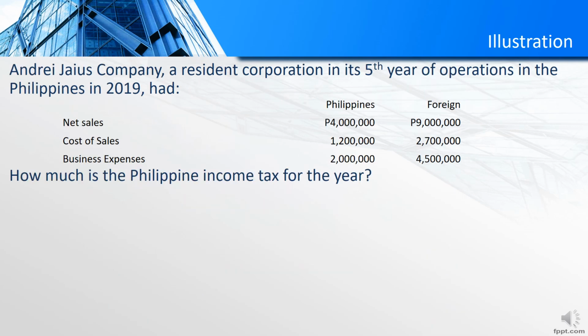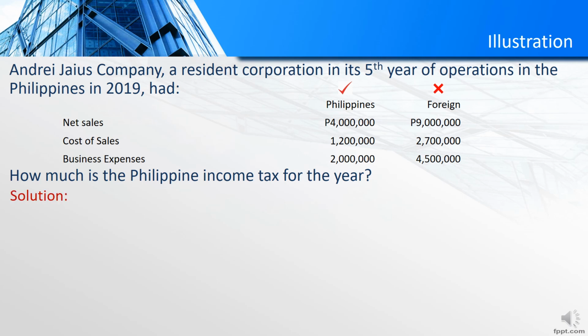Let's have another illustration. This time, Andre Jayus Company. Andre Jayus Company is a resident corporation in its 5th year of operations in the Philippines in 2019. It has net sales, cost of sales, and business expenses both in Philippines and abroad. Take note that resident corporations are only taxed in the Philippines for its income earned within the Philippines only. So how much is the Philippine income tax for the year? So we'll consider only the Philippine income and expenses and not the foreign income and expenses.